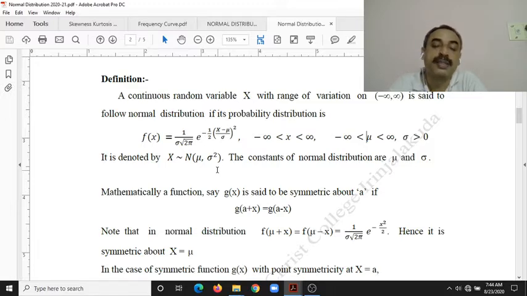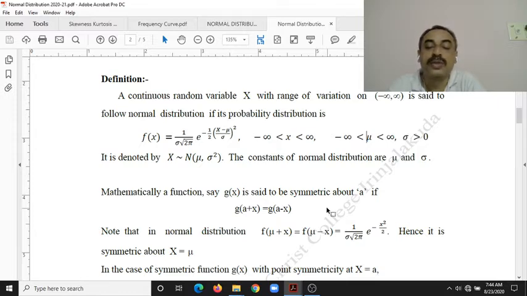We can examine mathematically the symmetry of this normal PDF using the relation g(a + x) = g(a - x), where g(x) is a function of x. So g(x) is said to be symmetric about a if g(a + x) is equal to g(a - x). You can see that g(x) = x square is symmetric about 0, g(x) = mod x is symmetric about 0, or g(x) = (x - 2) square is symmetric about x equal to 2, and so on.